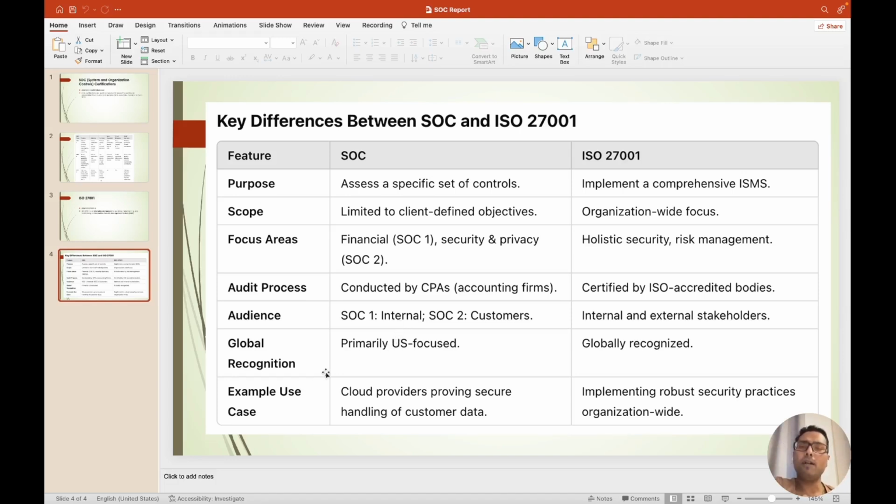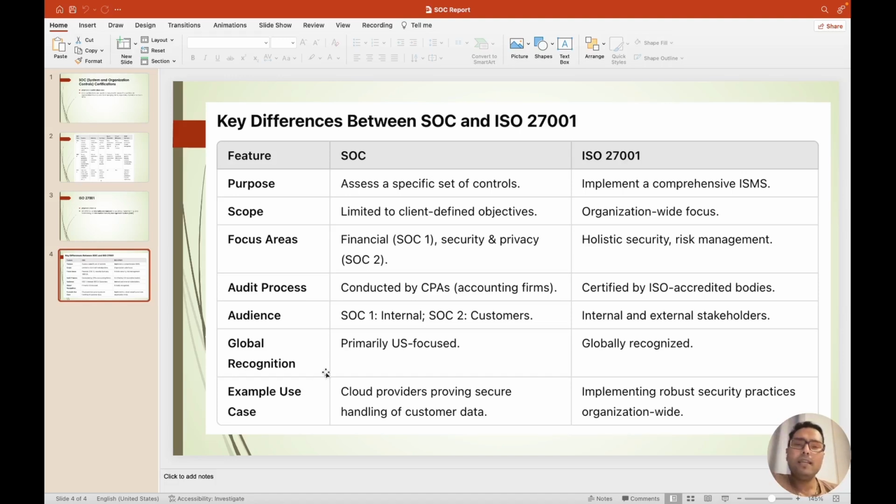In terms of global recognition, generally SOC is US focused. Those companies that are established in the US, or those dealing with the data of US citizens, generally ask to conduct the SOC certification. But ISO 27001 is a general, standard practice. Every company that wants to use its IT assets optimally can go for the ISO 27001 certification.